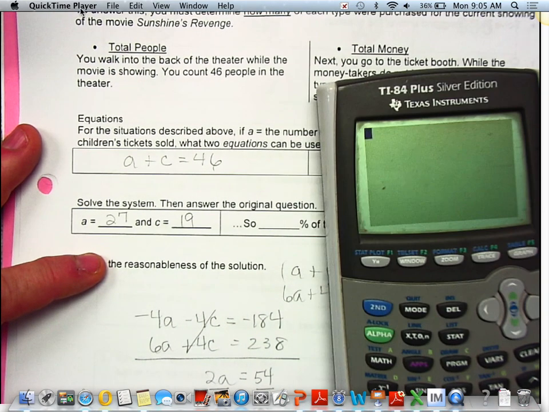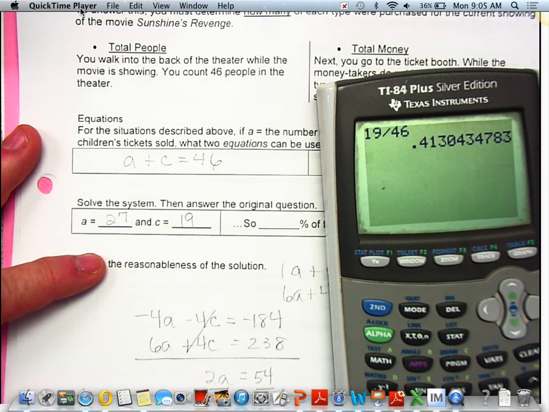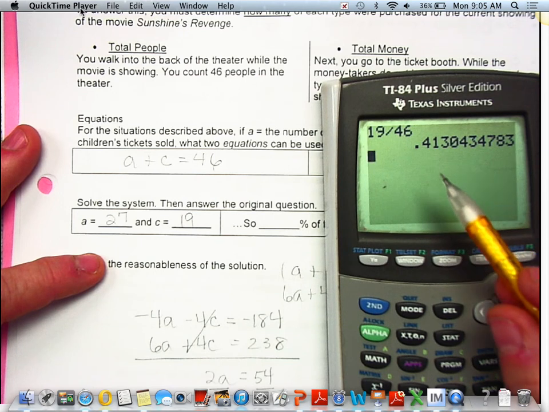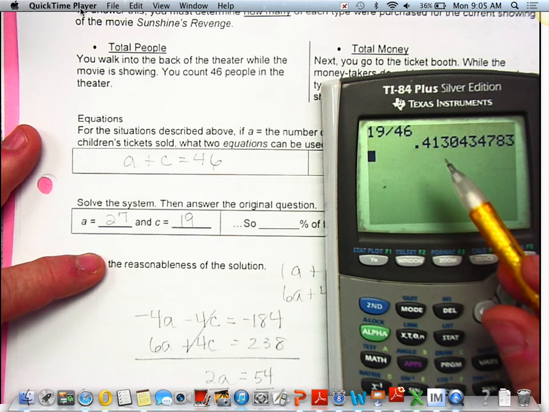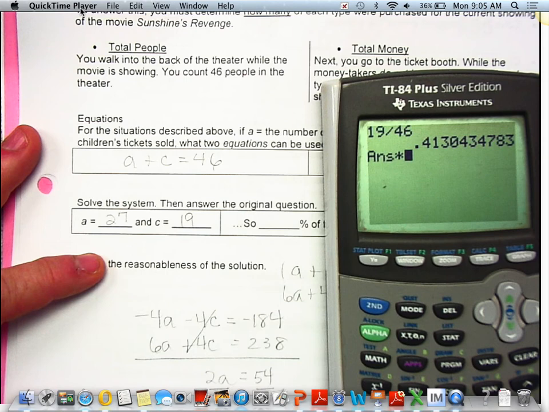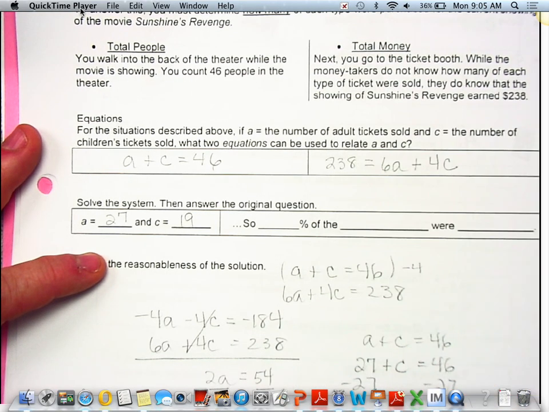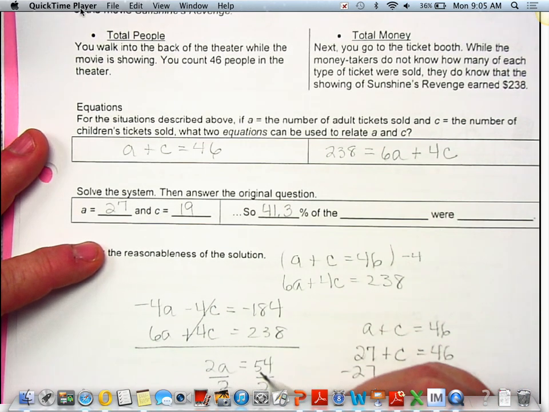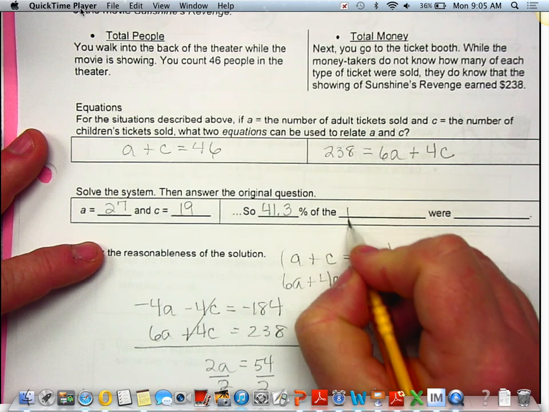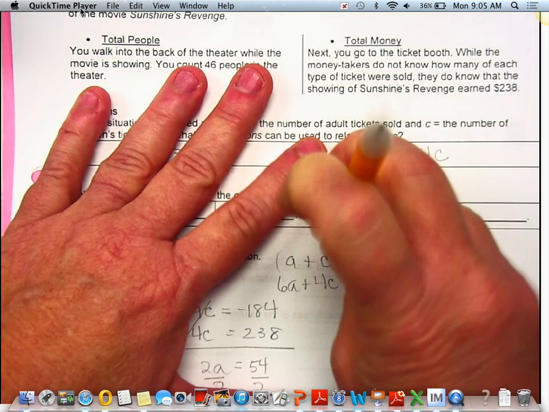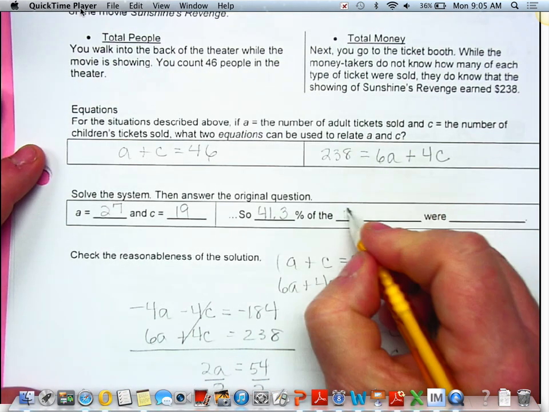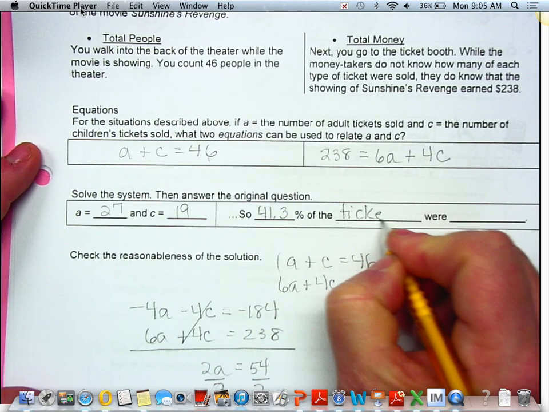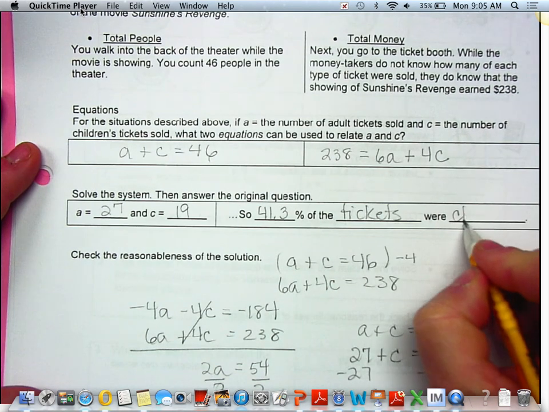So we do 19 divided by 46. 41.3%. Okay, right, so then you have to move the decimal over 2 places to get the percent, or you can do times 100. And 41.3% of the crowd, of the people, or the tickets, maybe? How about that? Or children's.